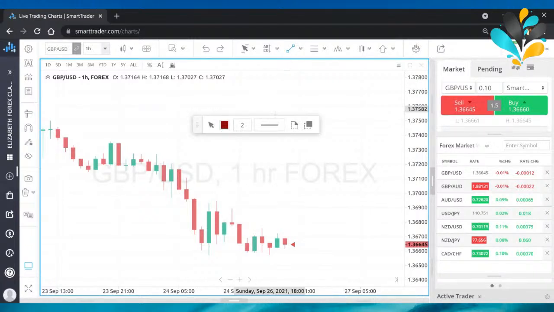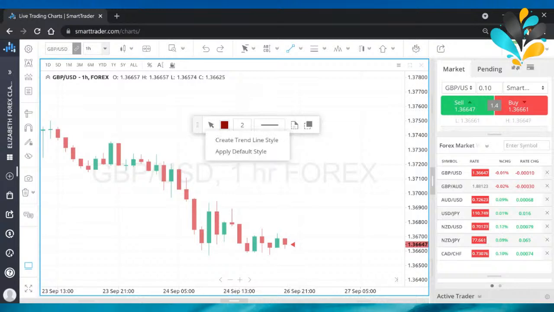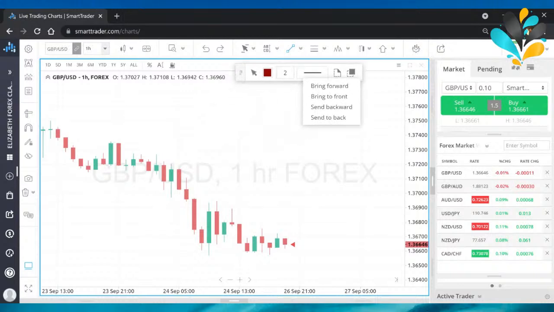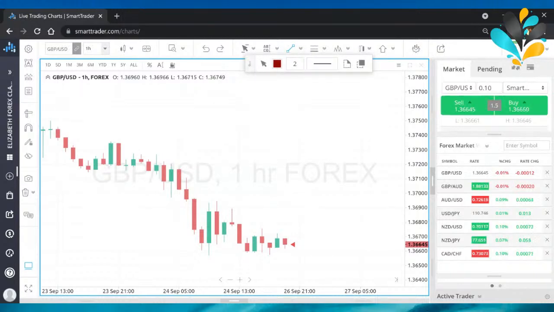This is the trend line, so you can select the thickness of the trend line. You can select how it appears, whether it's going to be a straight line, interval line, dotted line, or dash and dots. Again, you can choose a trend style, and you can choose which position it shows up once you have multiple trend lines or drawings on your charts. This one will definitely come in handy.